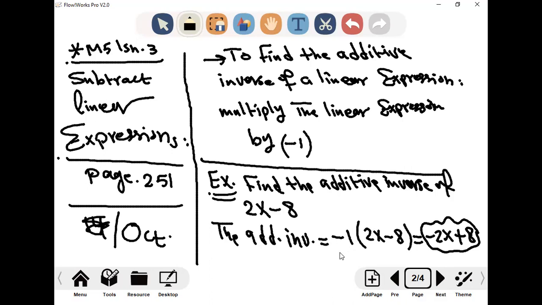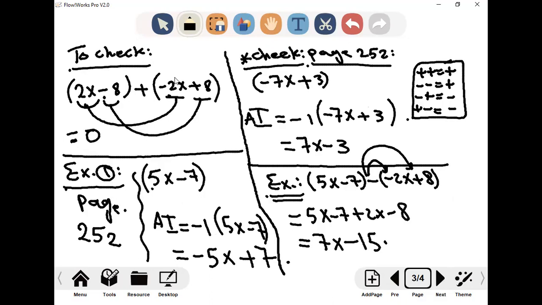We took the expansion, remember? We said -1 multiply the bracket, -1 times 2x, -2x, -1 times -8 plus 8, right? And we took examples about this idea. Okay, how we find the additive inverse of this expression, we multiply it by -1. Here also same idea. Next idea we took how to subtract linear expression.